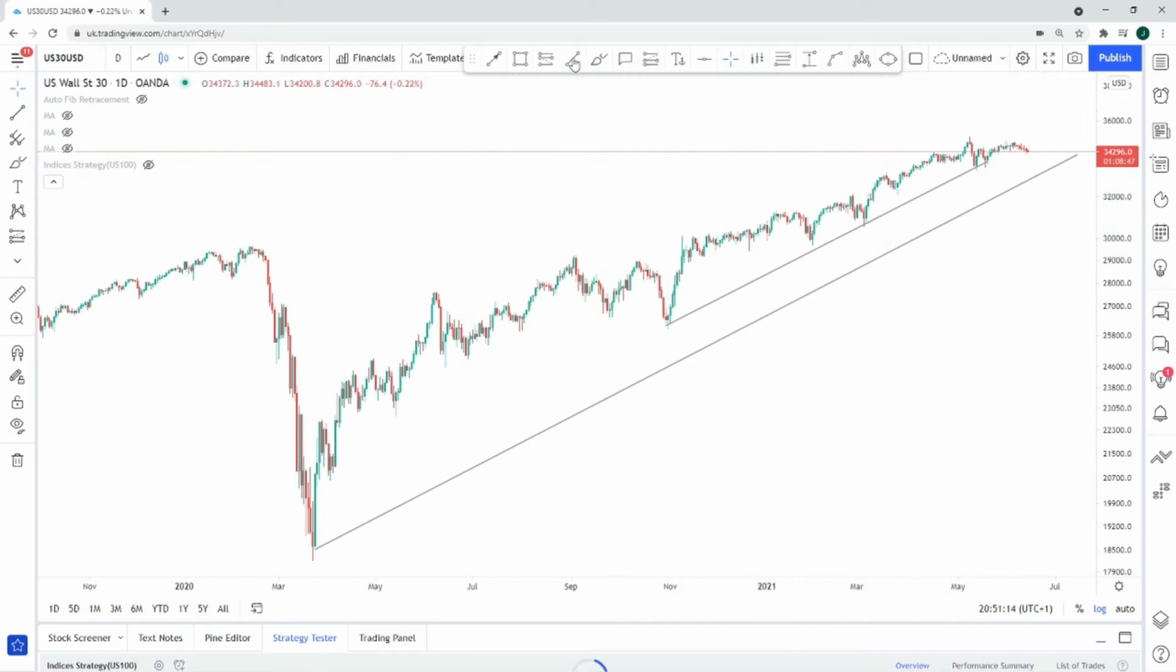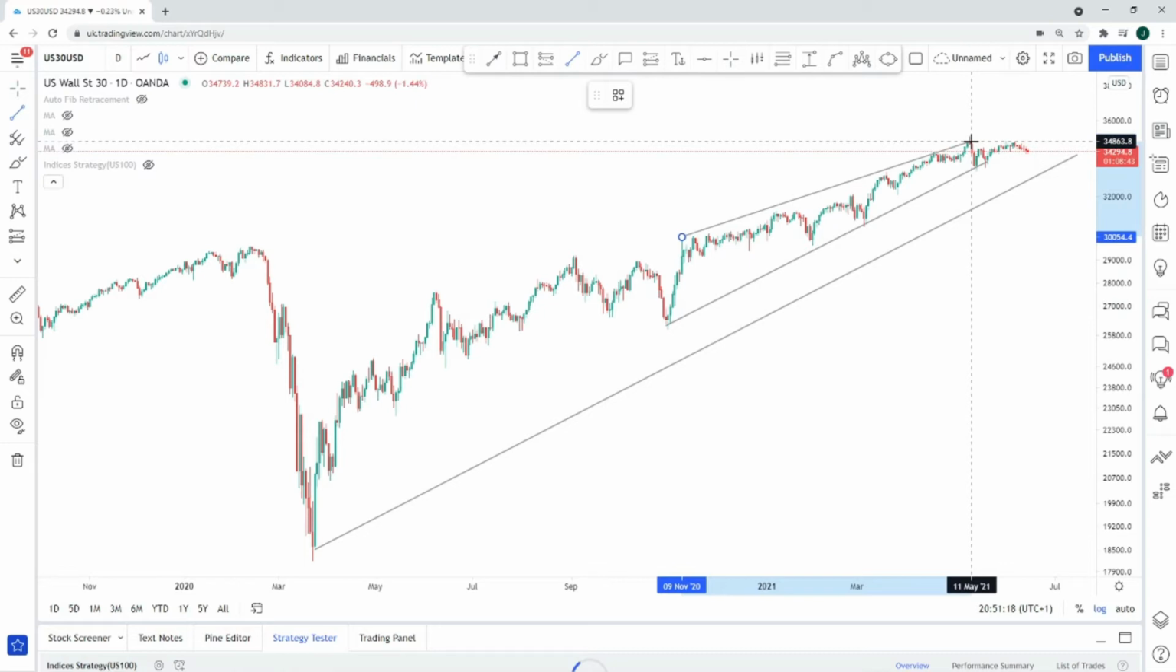Let's see where we can possibly see price in the next few weeks. I think we're going to create new highs as usual, but there will be some sellers in the market for probably a little while.